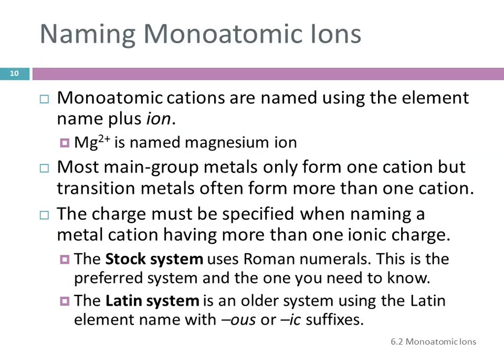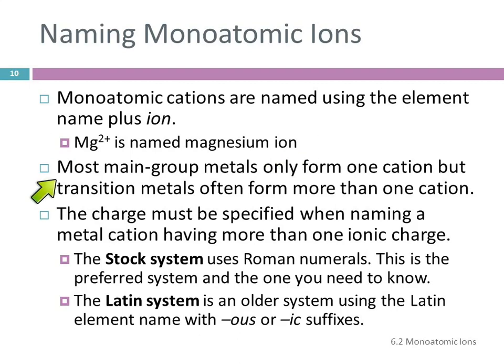We've learned to identify what a monatomic ion is. Now we need to learn how to name them. So monatomic cations are named using the element name plus the word ion. So Mg2+, this is a monatomic cation, it's just called magnesium ion. These guys are the nice, easy ones.